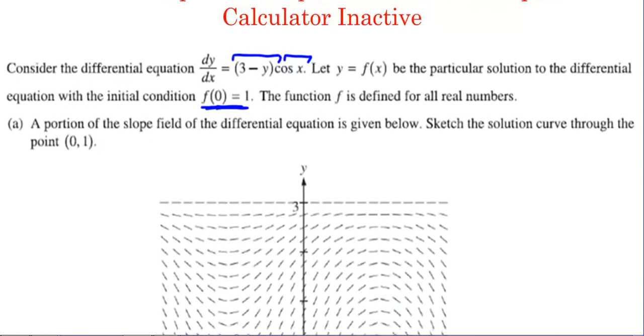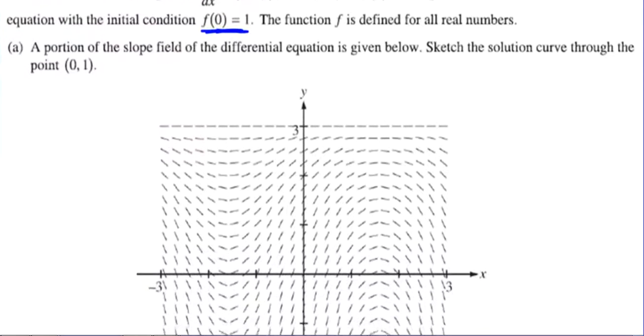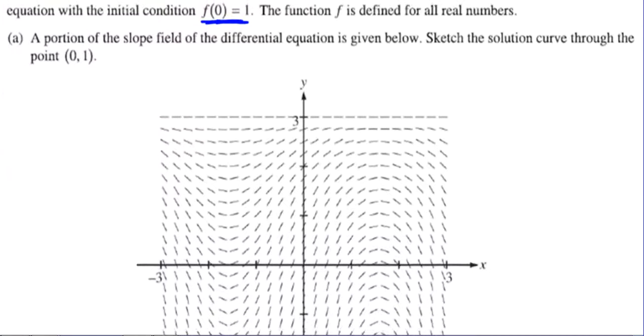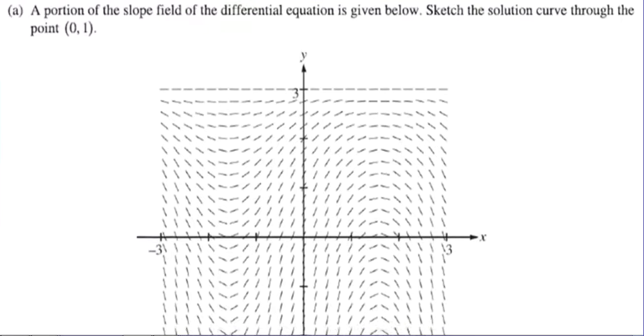So let's look at, and this may be important, the function f is defined for all real numbers. May be important, may not be important, but we'll see. Let's look at part A. A portion of the slope field of the differential equation is given below. Sketch the solution curve through the point (0, 1). Now, usually they're just asking you to do the slope field at certain points, but sometimes they do ask this type of question. So let's review how to do it.